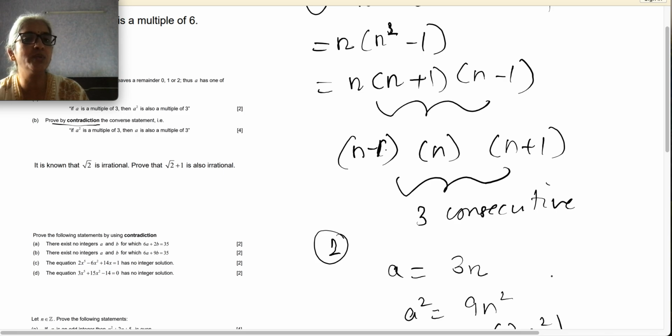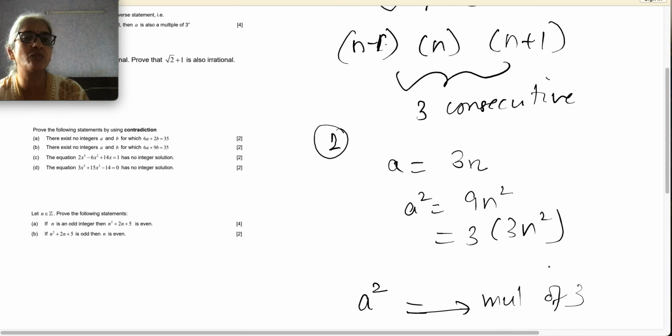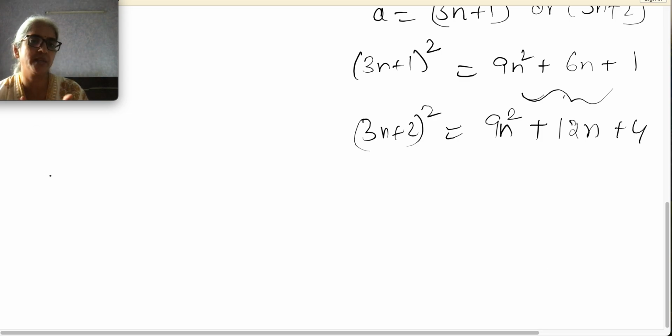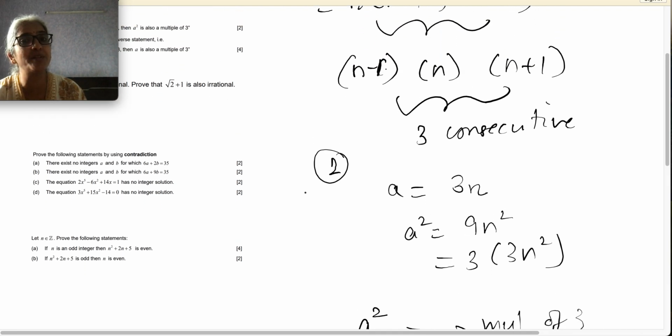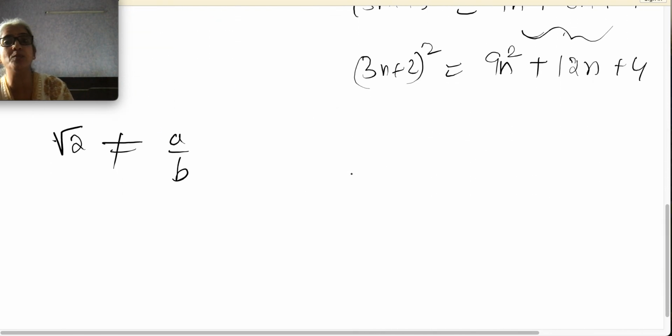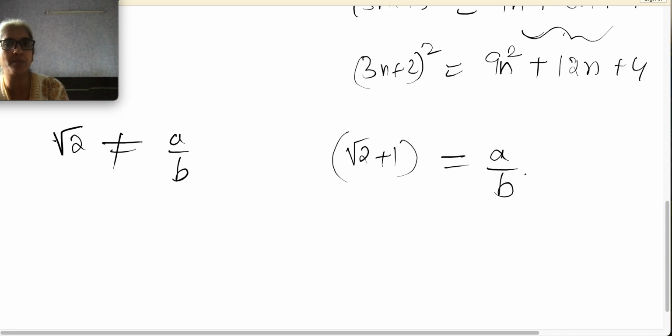Next is: if root 2 is an irrational number, then root 2 plus 1 must also be irrational. Again I'll try to use contradiction. Root 2 is irrational, so it cannot be expressed in the form a by b, where a and b are integers and b is not 0, correct? The question says that if root 2 is irrational, root 2 plus 1 is also irrational. But I am saying that root 2 plus 1 is rational. So I am trying to assume this is true. If it is rational, then it must be expressed in the form a by b.